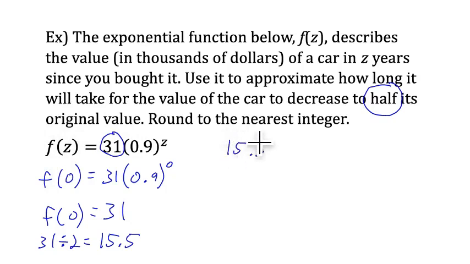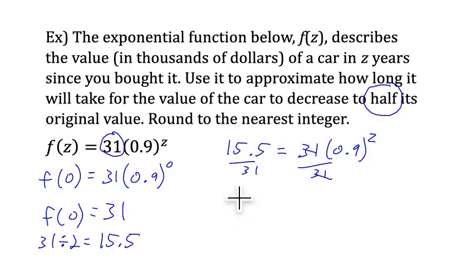So we're going to have f of z be equal to 15.5, and that will equal this function here, 31 times 0.9 to the power of z. So we're trying to solve for z, but it's in the exponent. So let's get this exponential term all by itself, so we'll divide by 31. And 15.5 divided by 31, well, that's equal to 0.5.